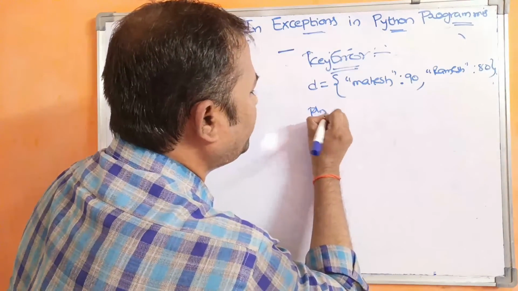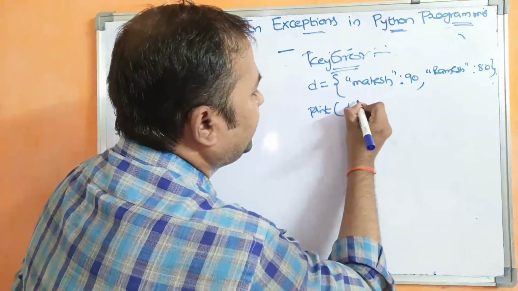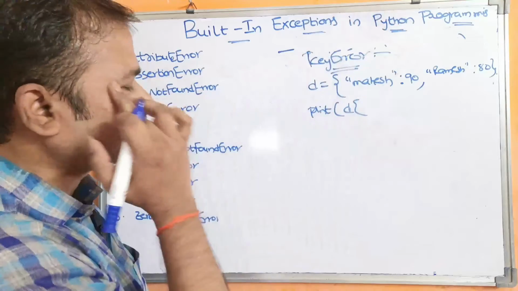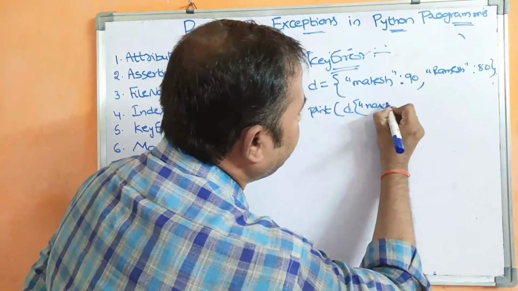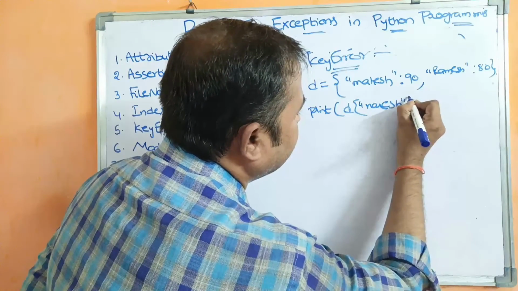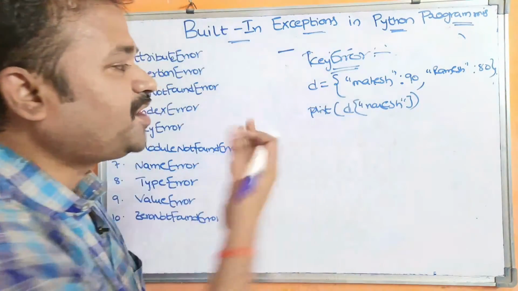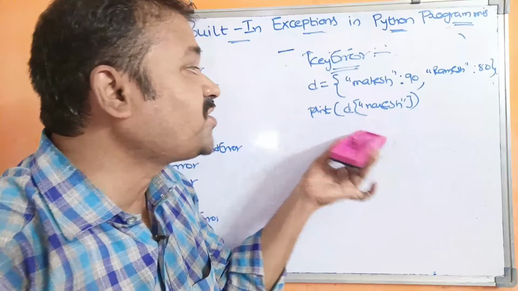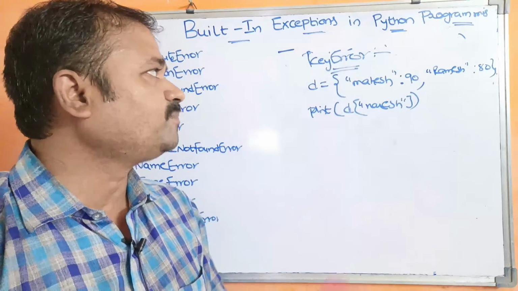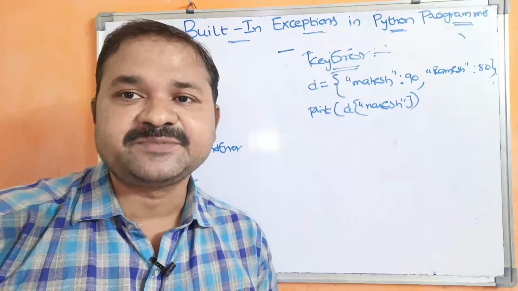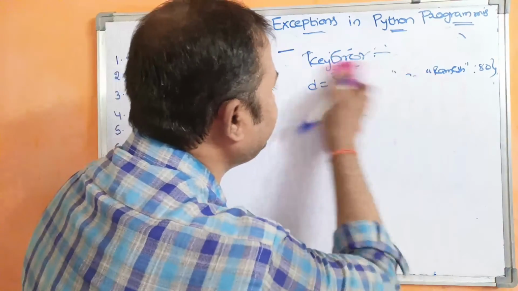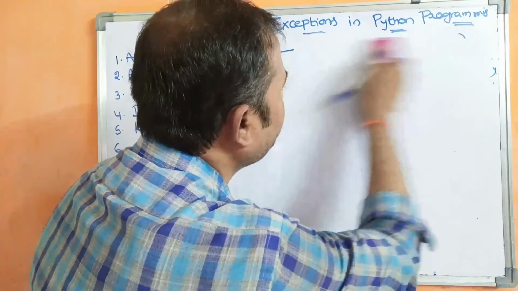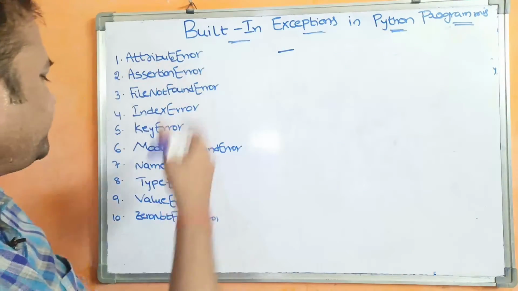So print of D of Mahesh, then we will get the output as 90. But here, instead of Mahesh, we have just given Naresh. So print of D of Naresh. This key is not present in the dictionary. So it will throw a key error exception. Now we have to handle that exception with the help of try and except, which we will see in the implementation part, just like the previous ones.